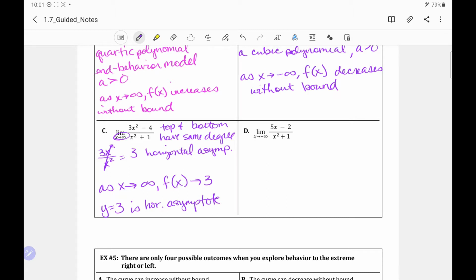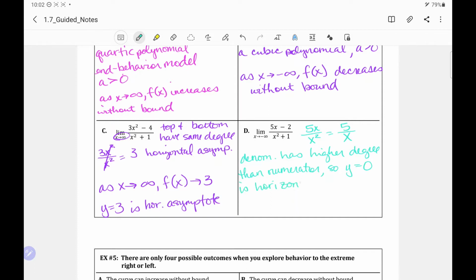So let's look at the next one. Can we use the same rules? We can, but in this case, they don't have the same degree. We have 5x over x squared. When we reduce that, we get 5 over x. What does that tell us? The denominator has a higher degree than the numerator, right? So y equals 0 is a horizontal asymptote.